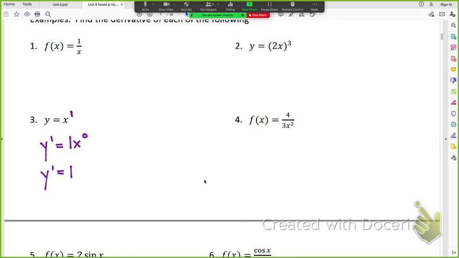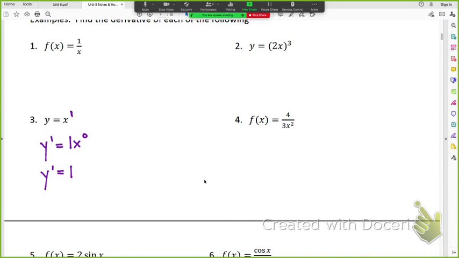What's the prime again? I missed that part. That just means the derivative of y. It's not a 1. It's like an apostrophe. So let's go back and try number 2. Before I can do the derivative on number 2, I have a little simplifying to do first. What does the cubed on the outside mean?